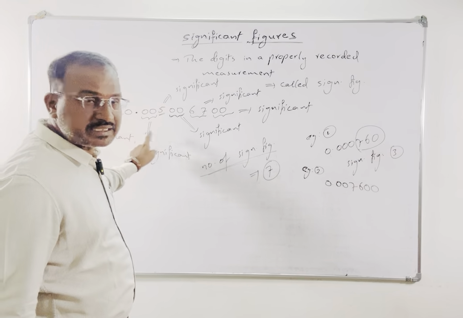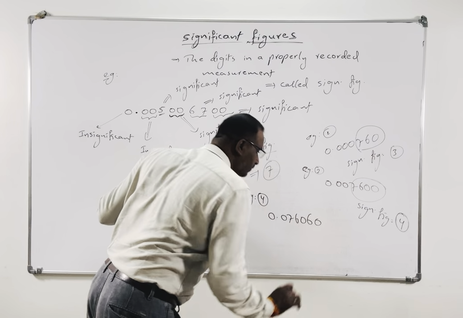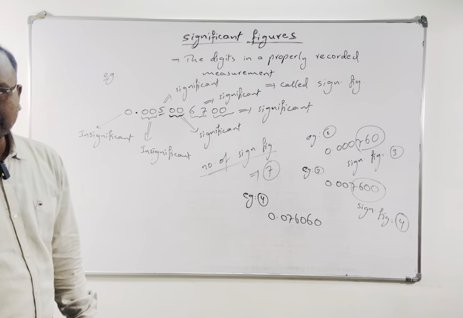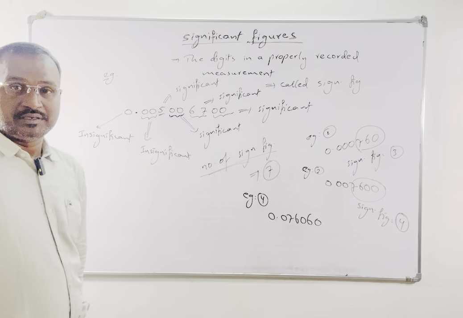The zeros before non-zeros are insignificant. So these are insignificant, these are significant. These are automatically non-zero digits, so significant. You can take like that. And I'm taking one more example, example number 4: 0.076060. Let me count the number of significant figures in this case.